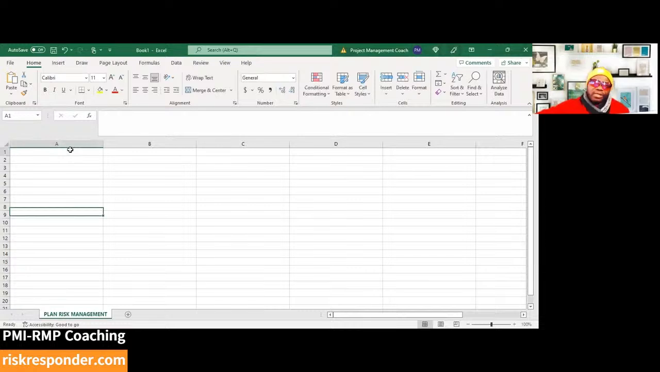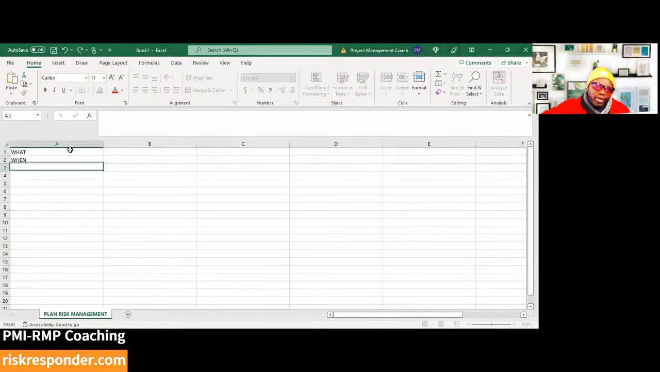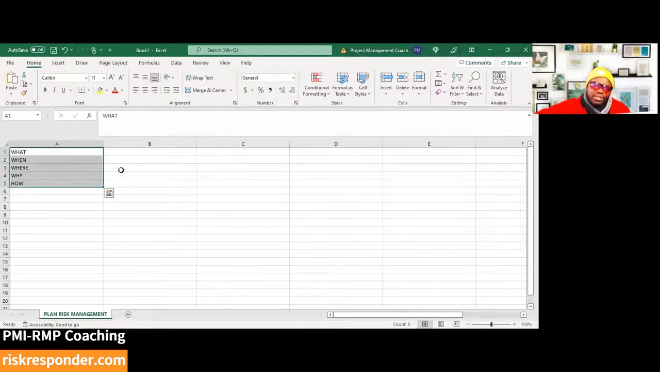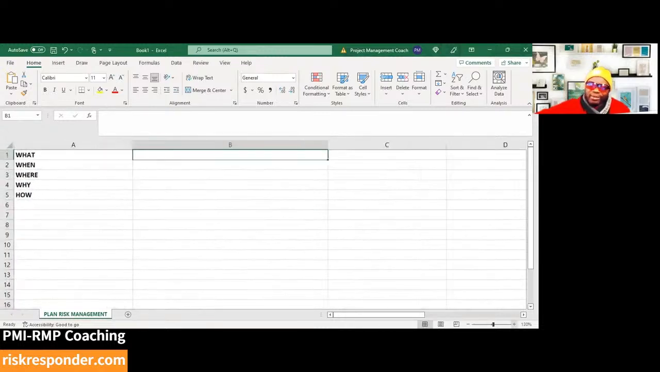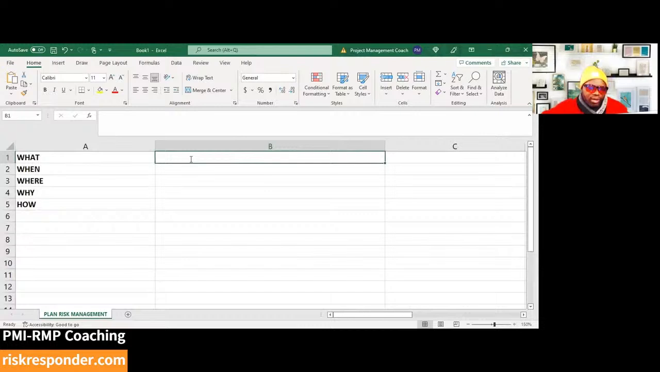So Plan Risk Management, I always talk about the 5 W's and the H, the what, when, where, why, and how of risk. This is really what we're after. We want to know, what are we doing by way of risk on this project? We're talking about our strategy. So what will our overall risk strategy be? Are we going to go after risks? Are we just going to fly by the seat of our pants? Are we going to have some specific events that we carry out?